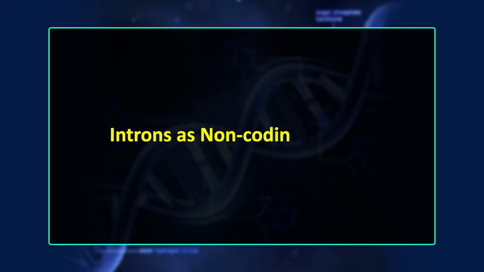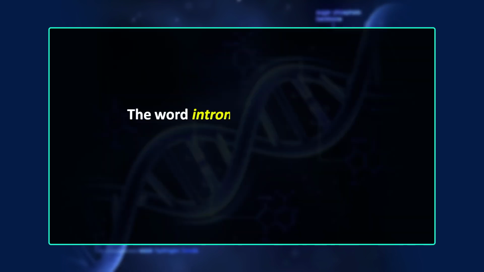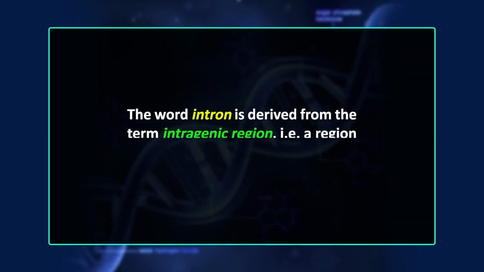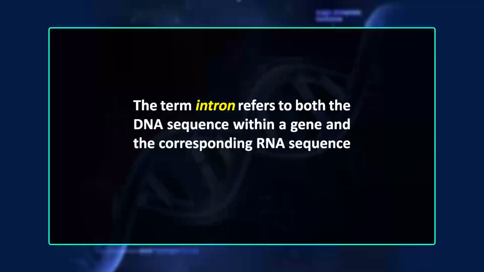Dear students, let's now discuss introns as non-coding regions. An intron is any nucleotide sequence in a DNA molecule or within a gene that is removed by RNA processing during the production of the final RNA product. The word intron is derived from the term intragenic region, that is a region inside a gene. The term intron refers to both the DNA sequence within a gene and the corresponding RNA sequence in RNA transcripts.